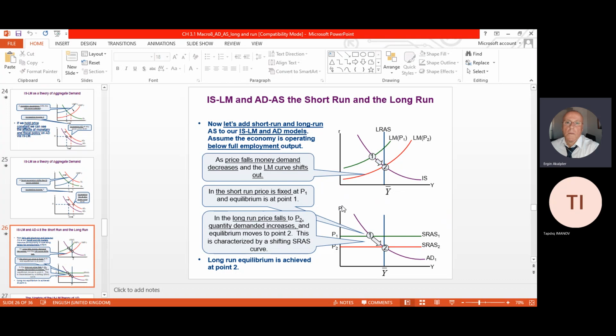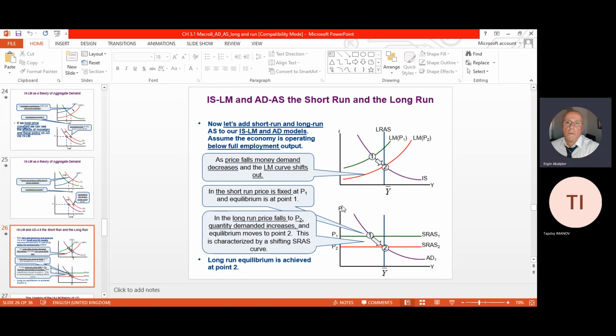Now suppose IS, LM, and aggregate demand, aggregate supply, the short run and long run are illustrated together. Now let's add the short run and long run. As I said, we now put the long run aggregate supply curve as a vertical line. We put the liquidity money, everything here, the short run, the vertical and the horizontal together. As you see in the below graph, the short run aggregate supply is horizontal and in the long run it is vertical. The investment, saving, and liquid money model and the aggregate demand model are represented in the upper part.